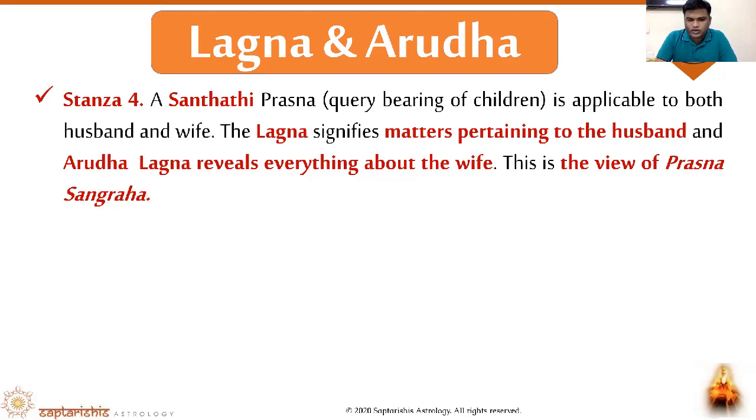Now, Lagna and Aruda Lagna, there are two factors here. Lagna we know, Udaya Lagna. How to decide Aruda Lagna is a big discussion, but I will not go into detail. There are different systems to select Aruda Lagna, which you can refer to in the chapter and then select it. So through Aruda Lagna, we can know everything about the wife, and through Lagna, we can know everything about the husband. This is how we can divide our Prashna chart.